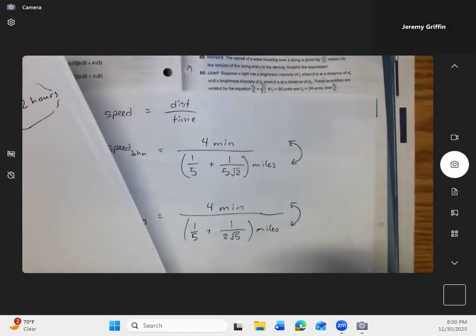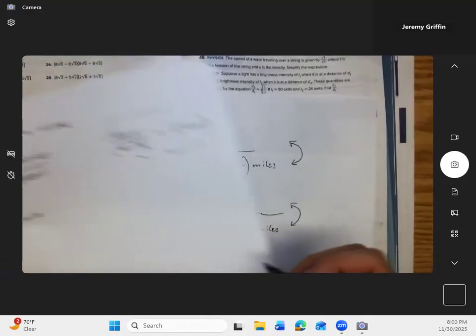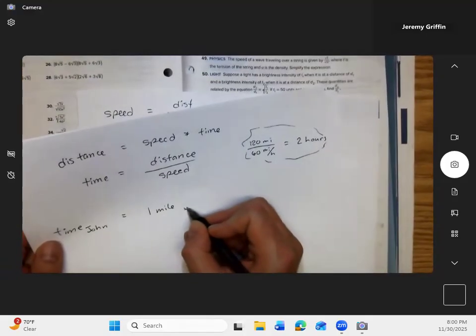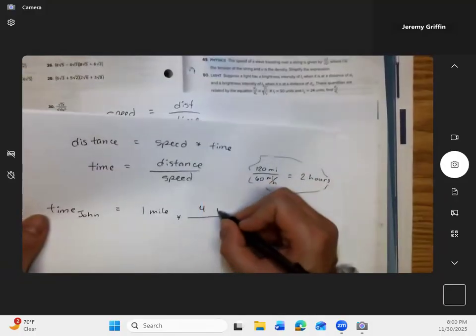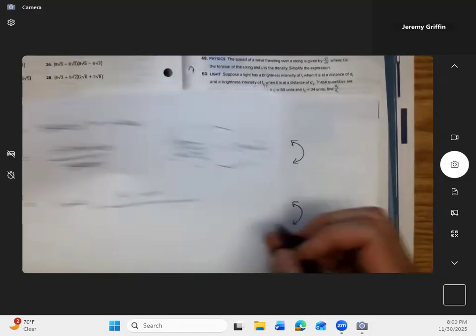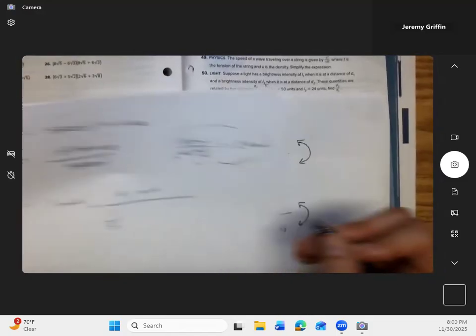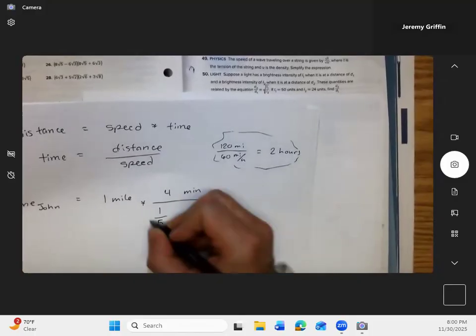So maybe that actually helps me out, right? Okay, miles. Yeah, do that. Okay. So I'm going to go ahead and multiply by 1 over the speed, which I have ready to go. Yeah. So 4 minutes and 1/5 plus 1/5√2. This would be miles.